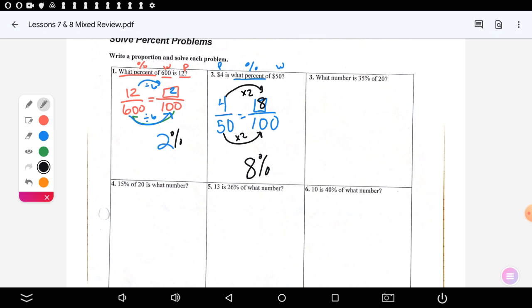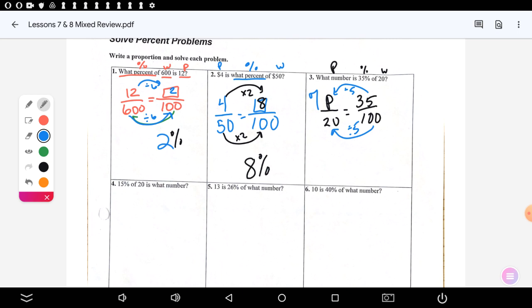Next one, what number is 35% of 20? Percent of whole is part. So we are looking for the part. P over 20 equals 35 over 100. This is another one where I had a lot of people give me a much higher answer than we should have because they did the opposite of what they should have done. Carter, what do I do? Okay, so I'm focusing on the whole side, which is the right. So how do I get from 100 to 20? Divide by 5. 35 divided by 5 is 7.